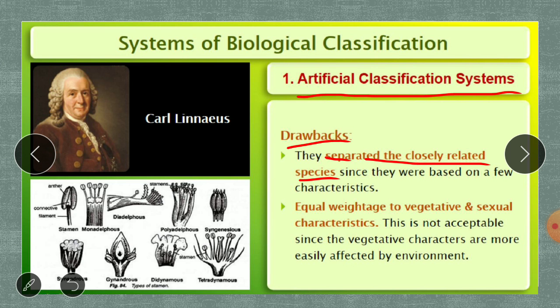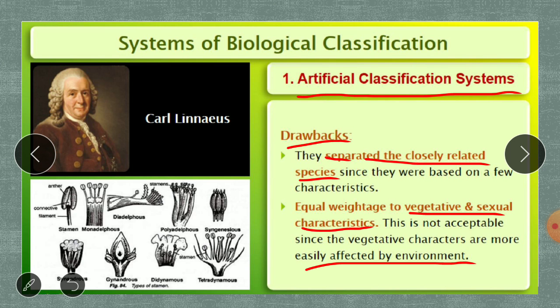When the discovery started, they started studying the internal features. At that time, they got to know that only based upon the external features, we can't put the plants into specific groups. So, the closely related species were placed far away due to this type of artificial system of classification. So, it was discarded. Another drawback was that in this artificial system, equal weightage was given to vegetative and sexual characteristics. But this was not acceptable because the vegetative characters are easily affected by the environment.